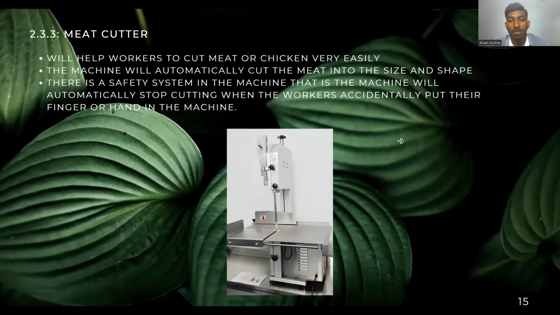There is a safety system in the machine: the machine will automatically stop cutting when the workers accidentally put their finger or hand in the machine. So this is the latest technology contained in the meat cutter. The machine contains a sensor that can detect meat or chicken, and it can also detect the flesh of human parts. So if the flesh of the human parts suddenly appears near the blade, the machine will automatically stop.